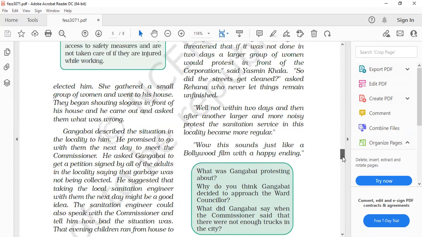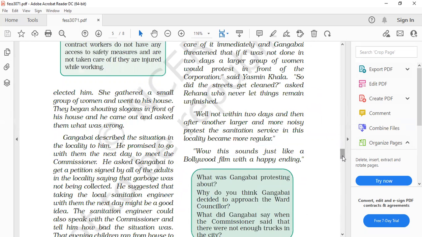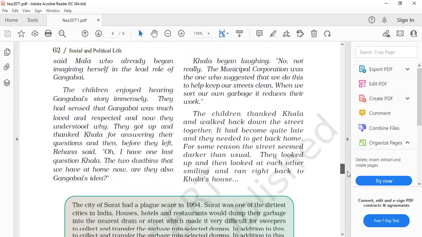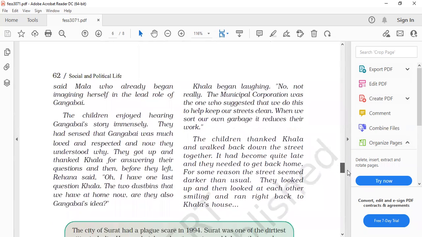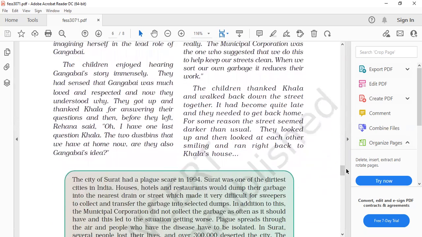But the main question is here. Again, I told you: why the protest took place and what was its outcome. An outcome means how it was solved, what happened after that. So what was the outcome, and why did the commissioner in the incident mentioned in the chapter take the immediate step? Because Gangabai threatened him with more protests. Okay, I hope all of you understand this chapter. There are not many important questions here. You can read it for MCQs and all.